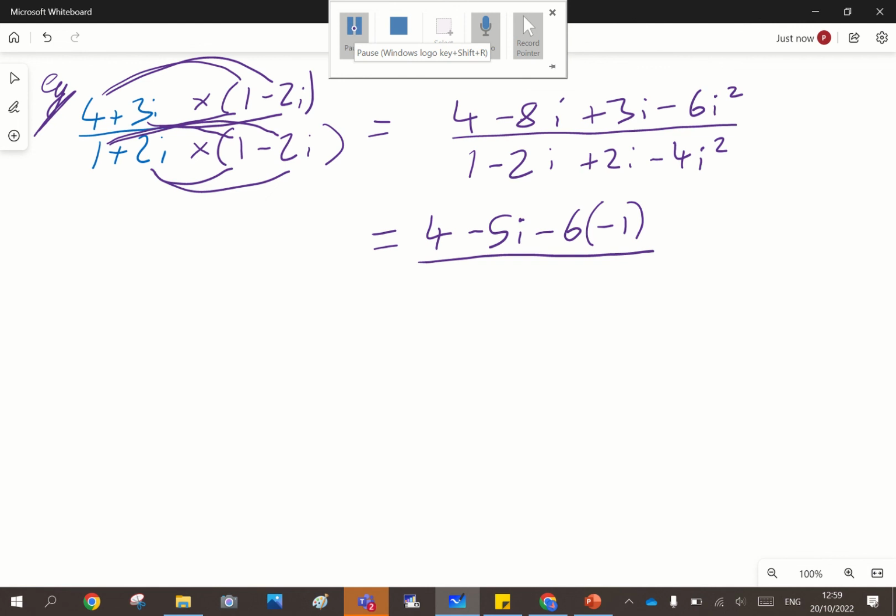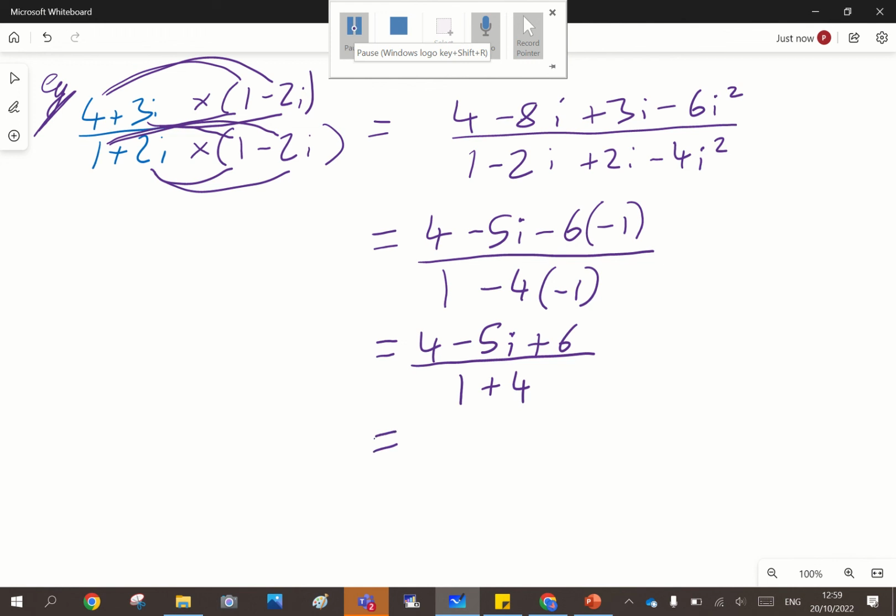And now we're going to do the bottom. 1 has nothing else to go with, so it's going to stay as 1. -2i + 2i gives me 0. In other words, it's disappearing, which is fantastic news because that's what we want. We want the imaginary numbers to go away, and that'll always happen with these ones. So I'm left with -4i squared. And we know that i squared changes to -1. Okay, so we'll continue to simplify above and below. 4 - 5i still have nothing to go with, but -6 times -1 changes it to a +6. All over 1, and -4 times -1 becomes a +4.